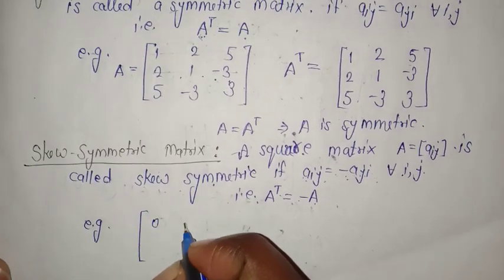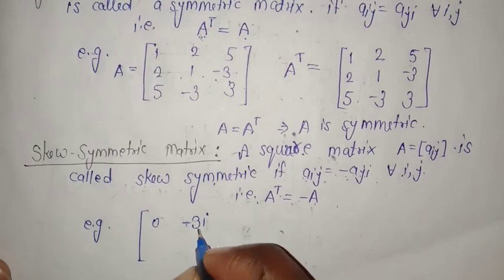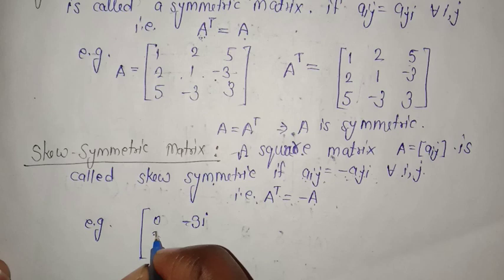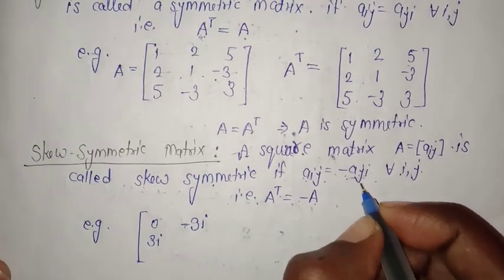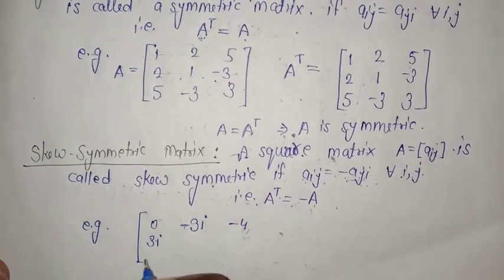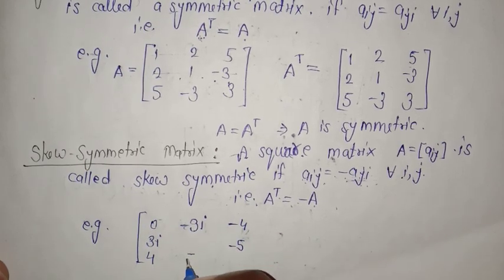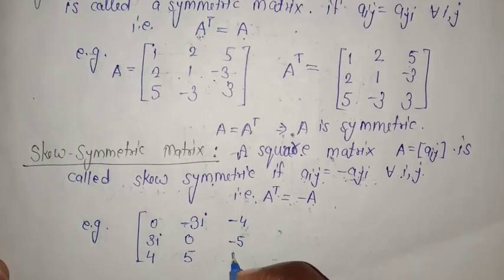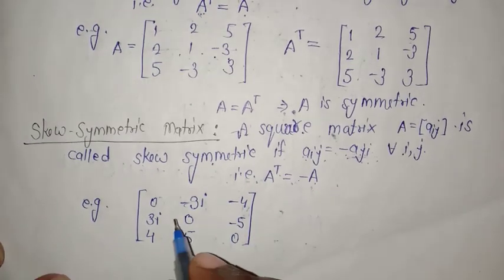For example, take 0, then -3i for the first row and second column, and in the second row first column, according to the definition of skew symmetric matrix, we have to take 3i. If this is -4, we have to take 4 here. If this is -5, we have to take 5 here, and the diagonal may be anything, so I am taking 0, 0, 0. So this is a skew symmetric matrix.